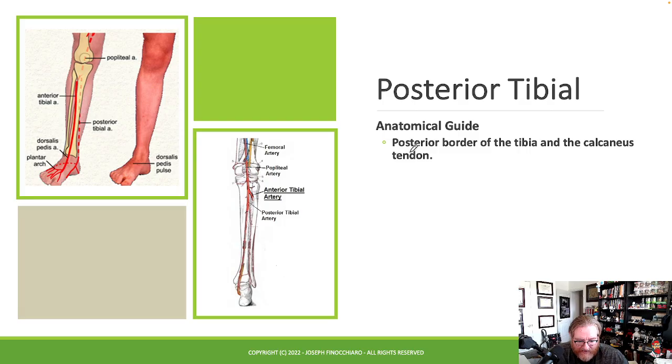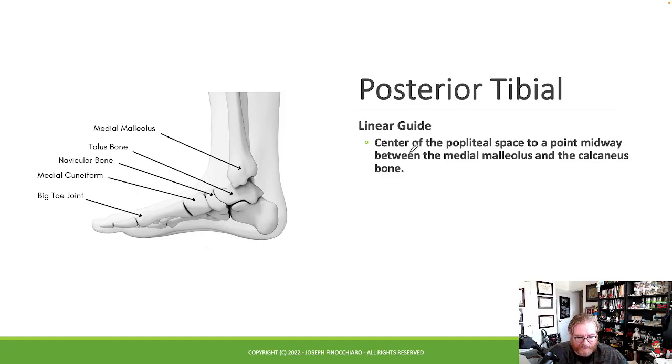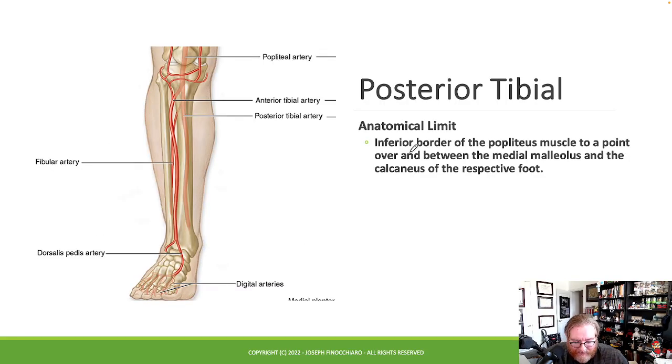The anatomical guide, the posterior border of the tibia and the calcaneus tendon. Now we're on to the tibial, okay, the posterior border of the tibia and the calcaneus tendon. The linear guide is center of the popliteal space to a point midway between the medial malleolus and the calcaneus bone. Look at the anatomy of the bones of the foot. You'll figure out exactly where it's going if you know the names of the bones. And the limit is the inferior border of the popliteus muscle to a point in between the medial malleolus and the calcaneus of the respective foot.